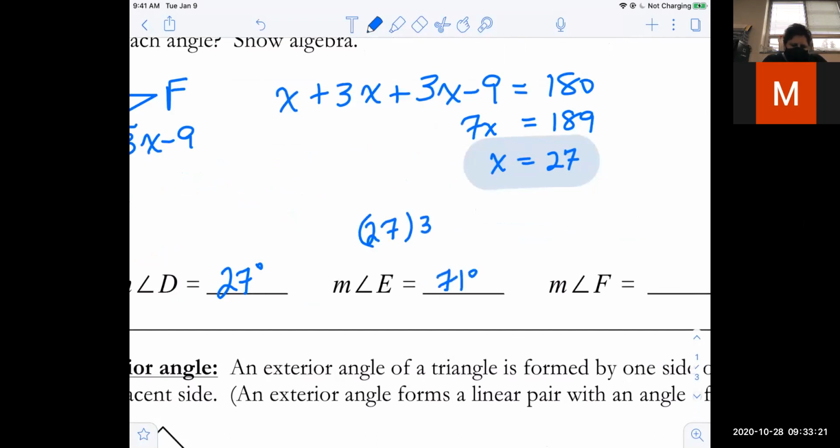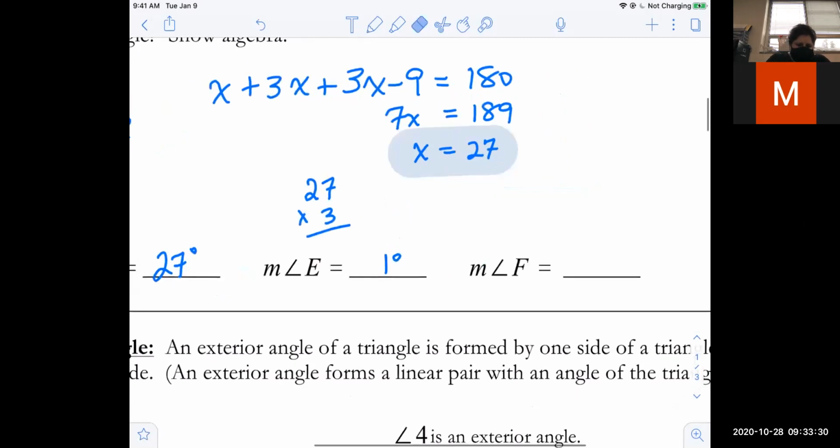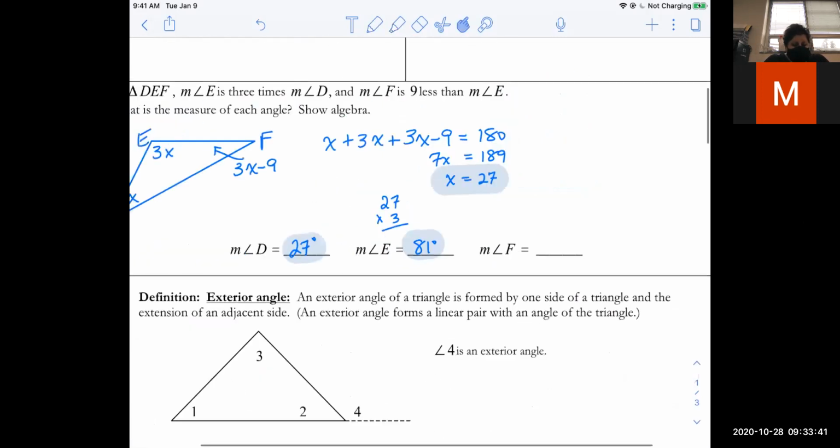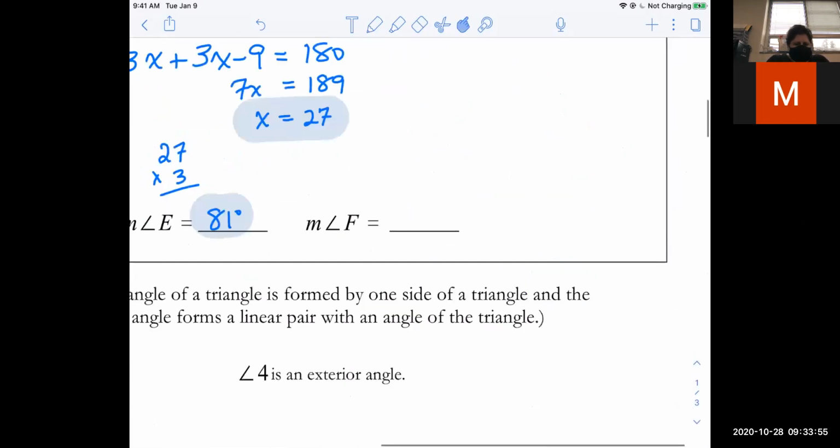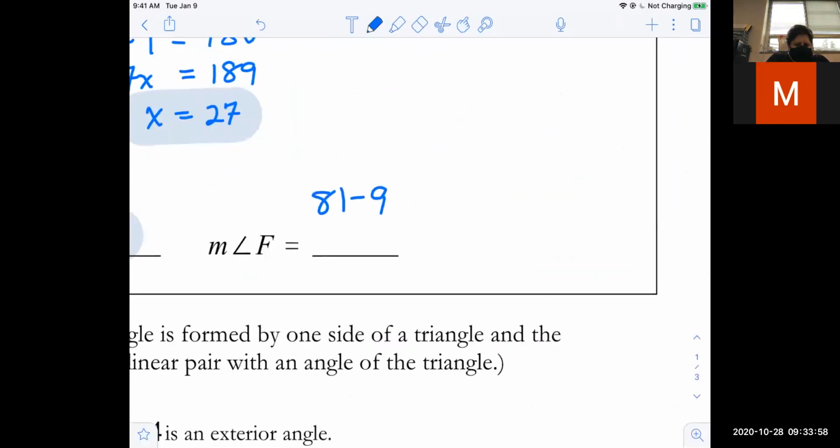71, I think. I should have done it vertically instead. 27 times 3, 81. There we go. Okay, and then there's 2 different ways you can find angle F. What's one way you can find angle F? Yeah, there's actually 3 ways. That was different than what I was thinking, but yeah. So since this was 3x and that's 81, this is just 9 less than that. So that's going to be 72. Or you can just plug your x in, find your answer that way.